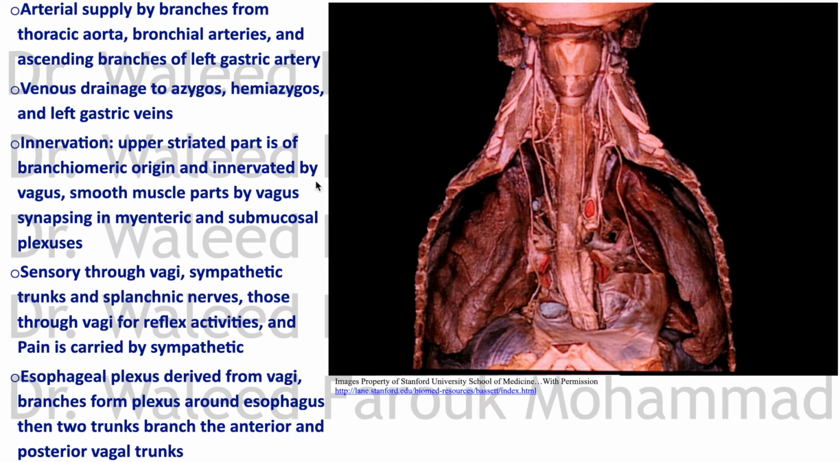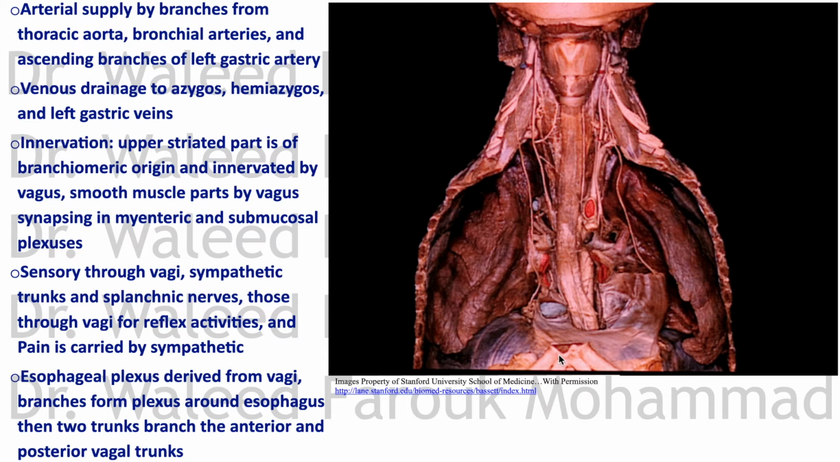Okay, the arterial supply branches from the thoracic aorta, of course, the artery right behind it. The bronchial arteries take a share, and the ascending branches of the left gastric artery. This is extremely important. The left gastric artery arises from the celiac trunk in the abdomen and sends its inferior esophageal branches through the esophageal hiatus. This means that the venous drainage will go back to the left gastric vein.